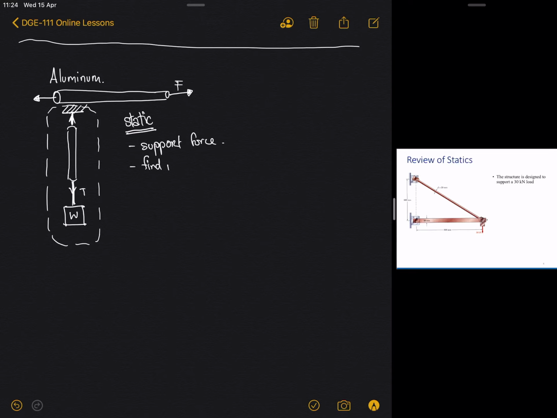For example, find internal force. You see in the example later on the right side, it's not as simple as in this question. So you have to find the internal force. What does it mean by internal force? For example, on the right side, you have some kind of this bar and the support, and then you have force.